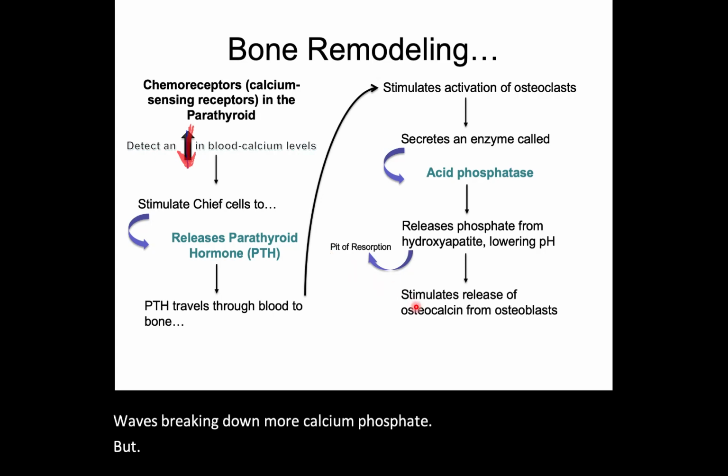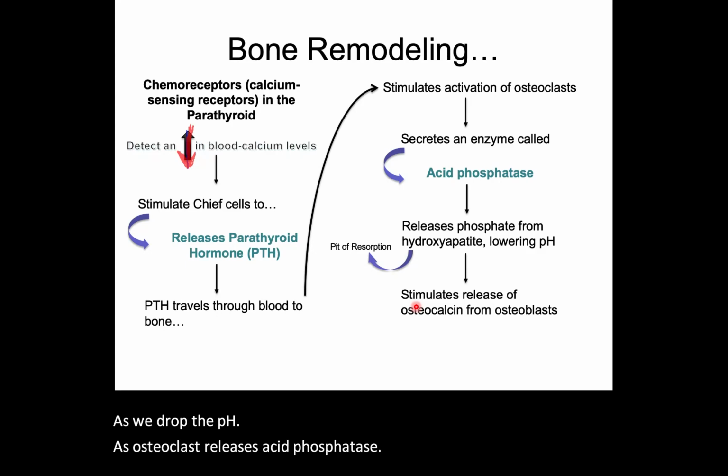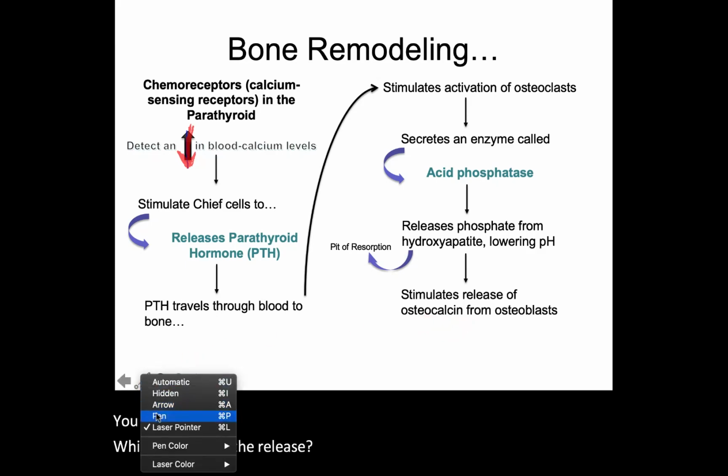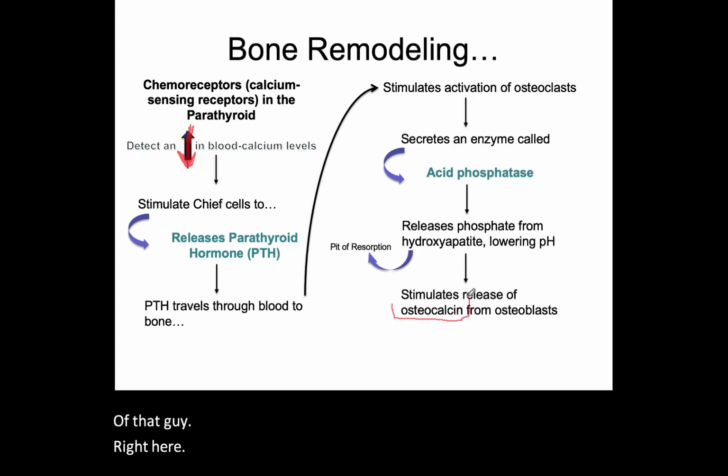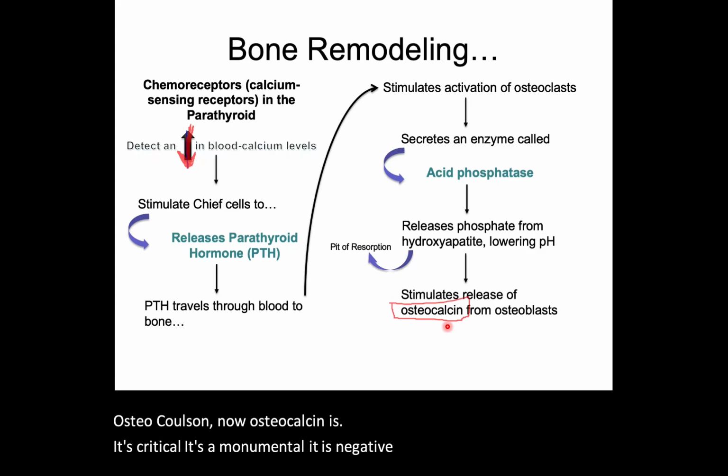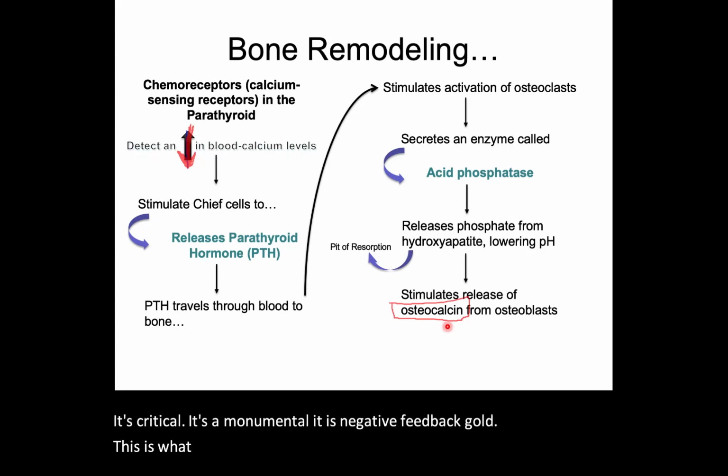But, and it's a big but, as we drop the pH, as osteoclast releases acid phosphatase, you lower the pH, which stimulates the release of that guy right here, osteocalcin. Now, osteocalcin is important. It's critical. It's monumental. It is negative feedback gold. This is what drives everything.